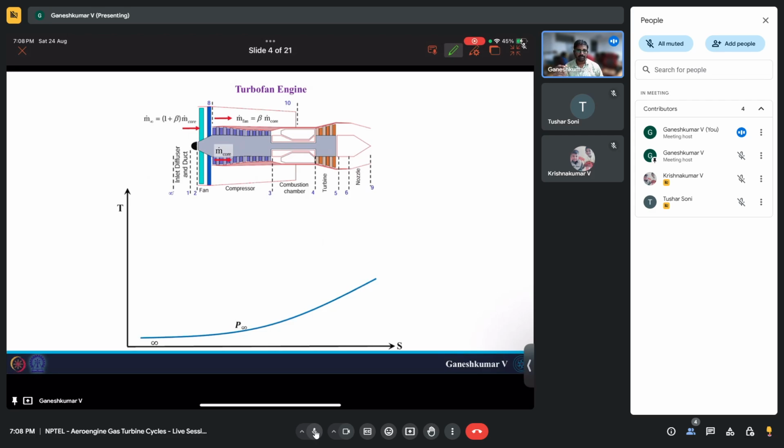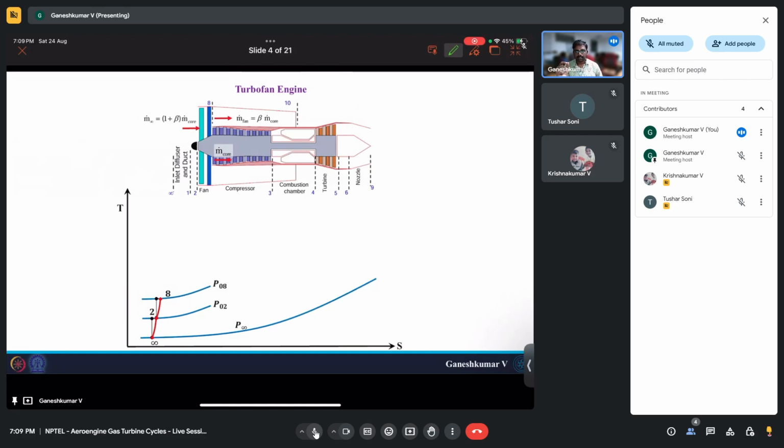The station number at which the inlet ends is 2, and only then does it enter the fan. So until 2 there will be a slight increase in pressure, if at all. Across the fan, which is nothing but a kind of compressor, the pressure of the entering air also increases. So it goes from 2 to 8, where 8 is the station number at the exit of the fan.